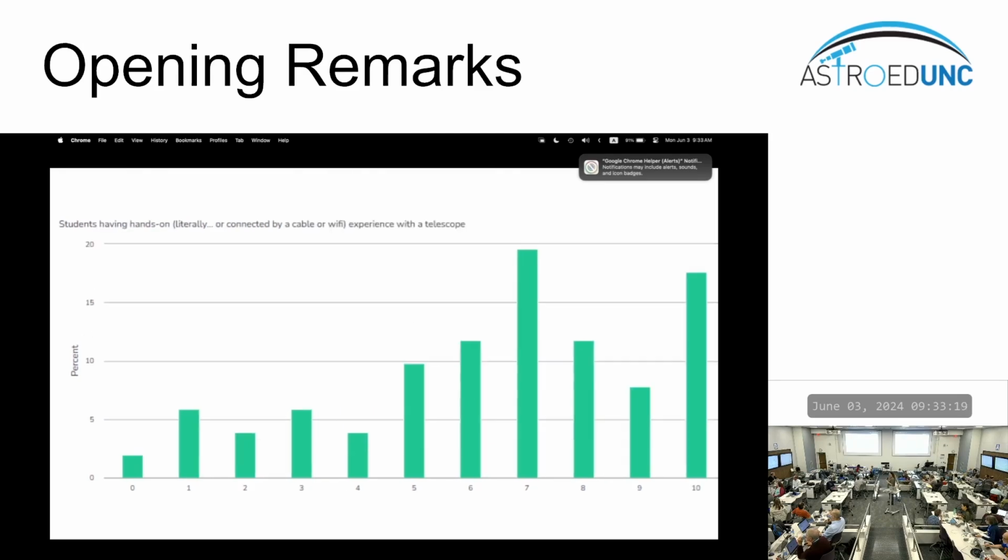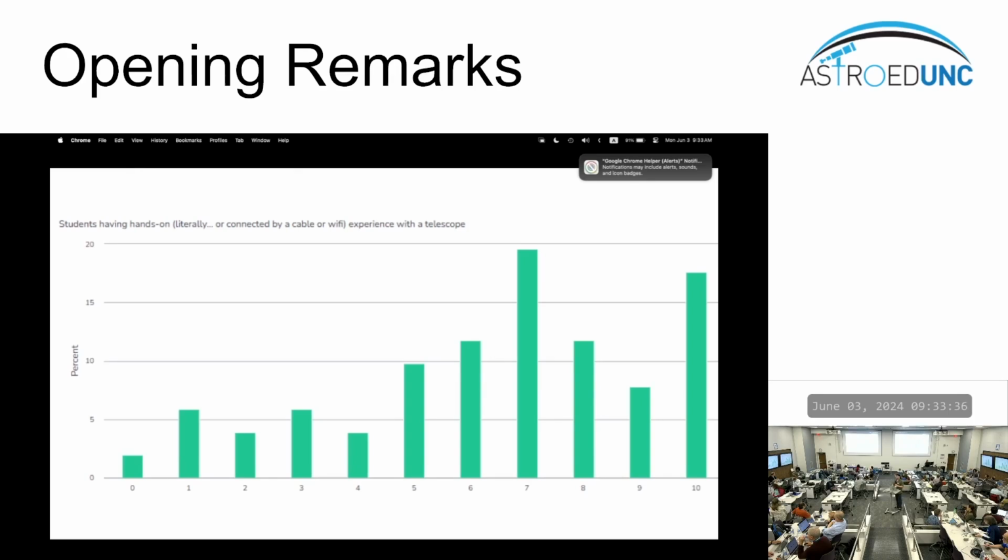And here's the bit I'm interested in. Of course, the slide doesn't work. It's like students having hands-on experience with a telescope. So let me see if I can trigger that to come up. Oh, it's so confusing.